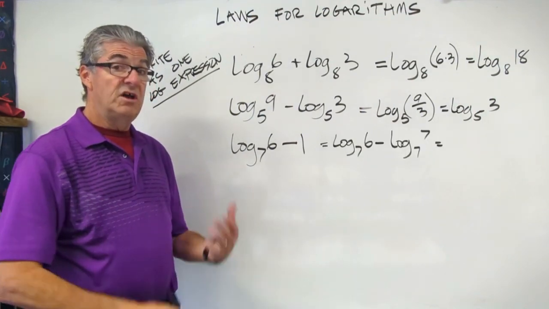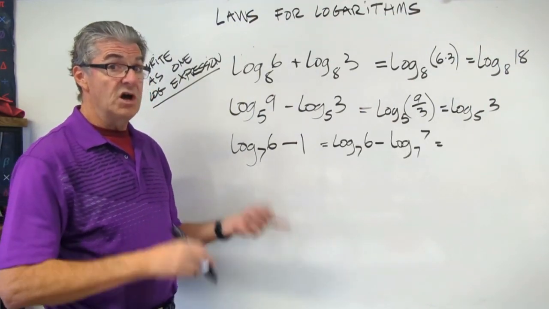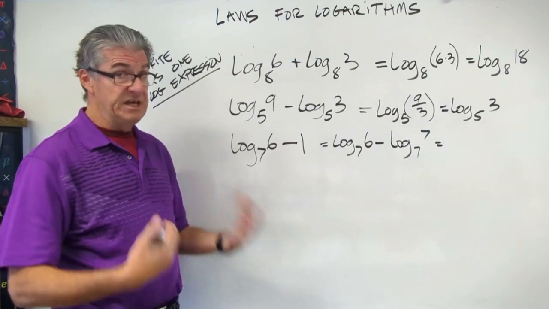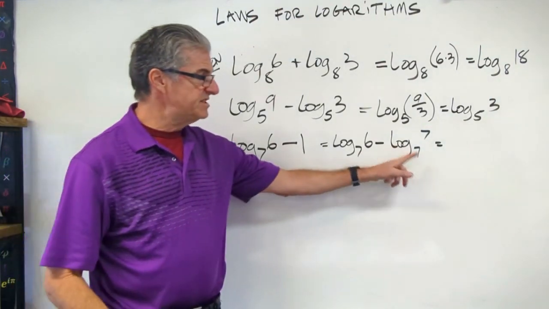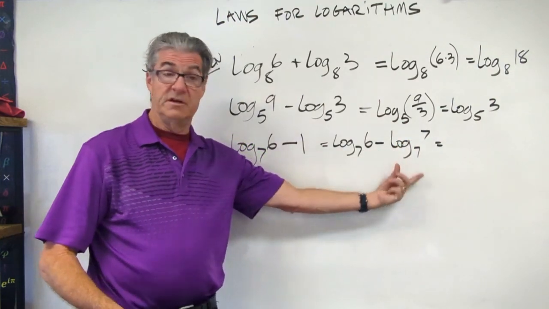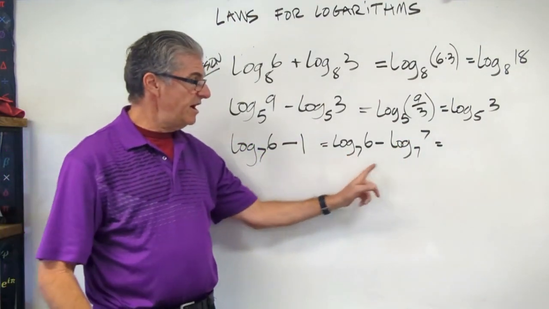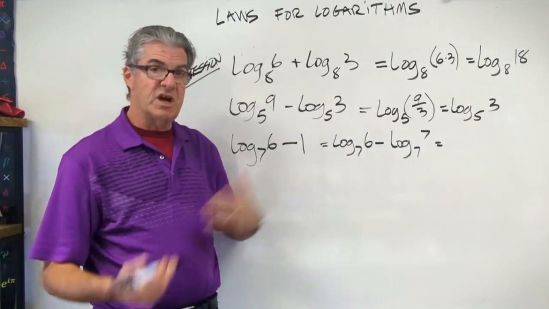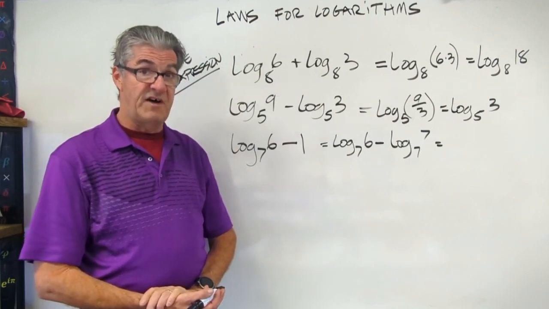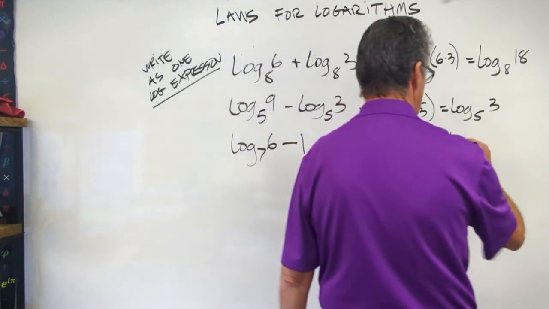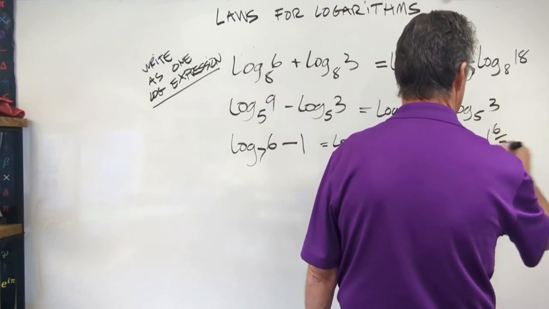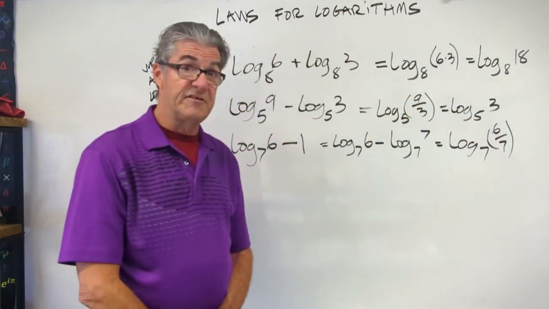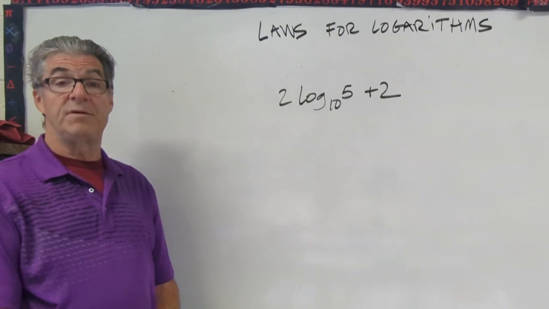So if you recall, one of those first rules was log base A of A equals 1. So this is 1. So I just did log base 7 of 7. That's 1. So I rewrote this expression. Now I have two logs of the same base, one subtracted from the other, so I can go ahead and simplify that. This is going to be log base 7 of 6 over 7. There you have it. Okay, let's do a more complex one.